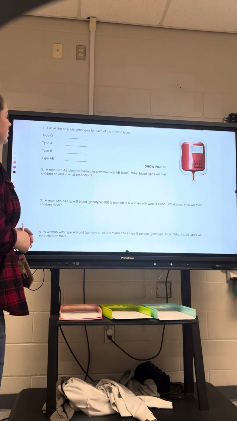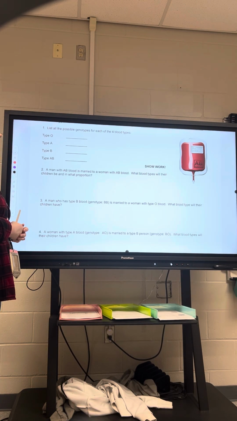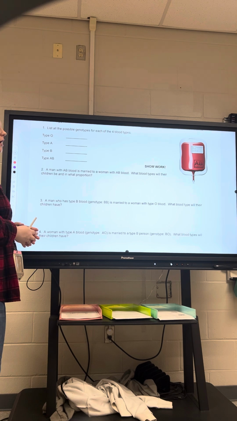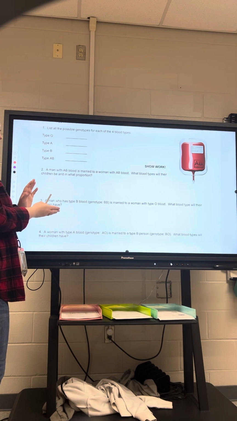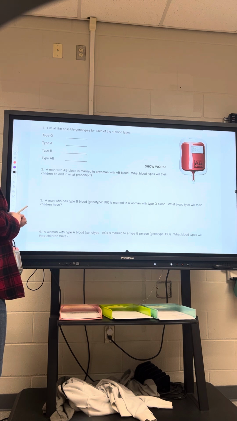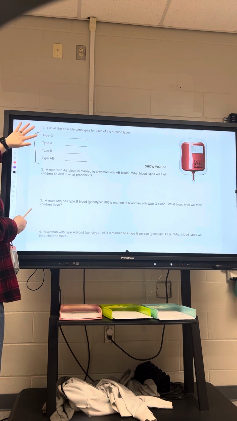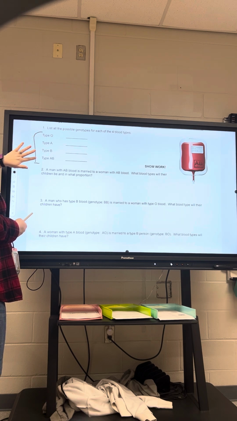All right, hi guys. So today we're going to be practicing some blood typing problems. Blood type is a multiple allele type of dominance, meaning that more than one allele or trait can show up at the same time. So we have the four major blood types right here: type O, type A, type B, and type AB.